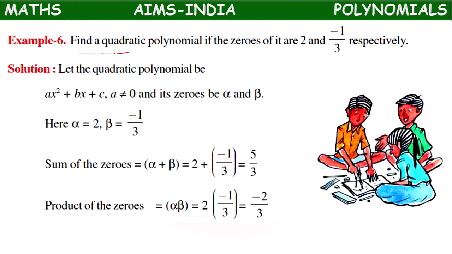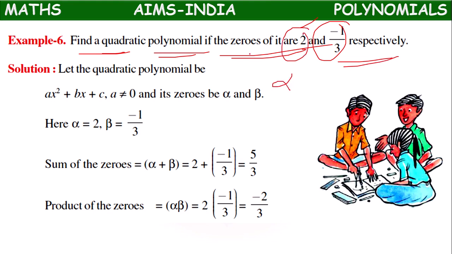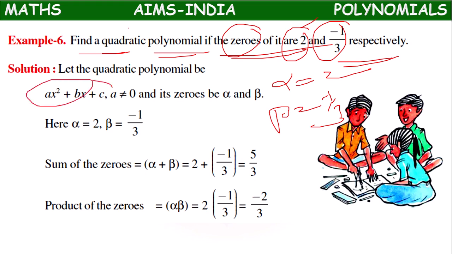Next one. Find a quadratic polynomial if the zeros of it are 2 and minus 1 by 3 respectively. They have given zeros, not product, not sum. Directly they have given the zeros. Alpha equals 2, beta equals minus 1 by 3. Let the polynomial be ax square plus bx plus c, where a is not equal to 0. This condition is compulsory, children, because if a is equal to 0, then there will be no x square term and it won't be considered a quadratic polynomial.